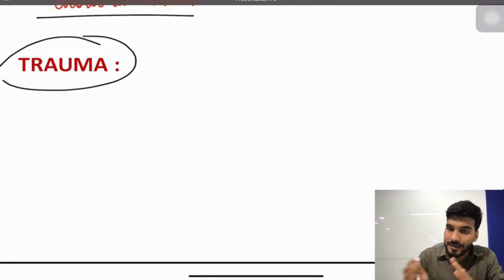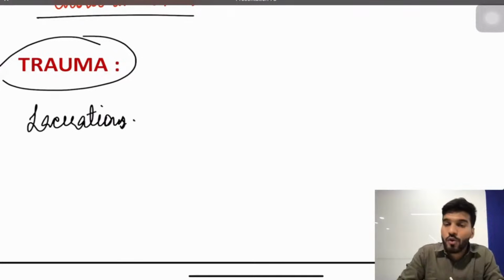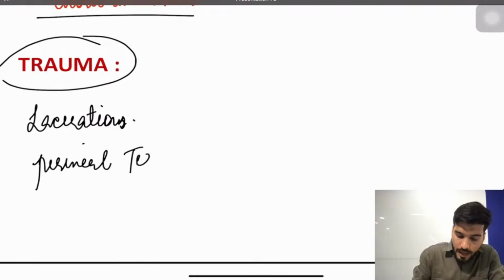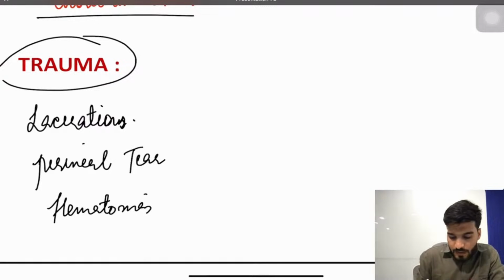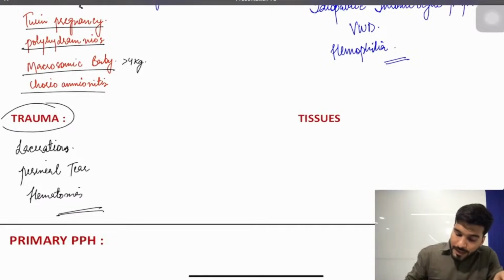Okay, they can cause the lacerations over there, and those lacerations can predispose to bleeding, which will cause the traumatic cause of a postpartum hemorrhage. Or sometimes the rupture can also occur, or the perineal tear can also happen, or the patient can have a hematoma there. So these are all the causes for traumatic postpartum hemorrhage. Okay, they can cause the trauma. Followed by that, tissues.